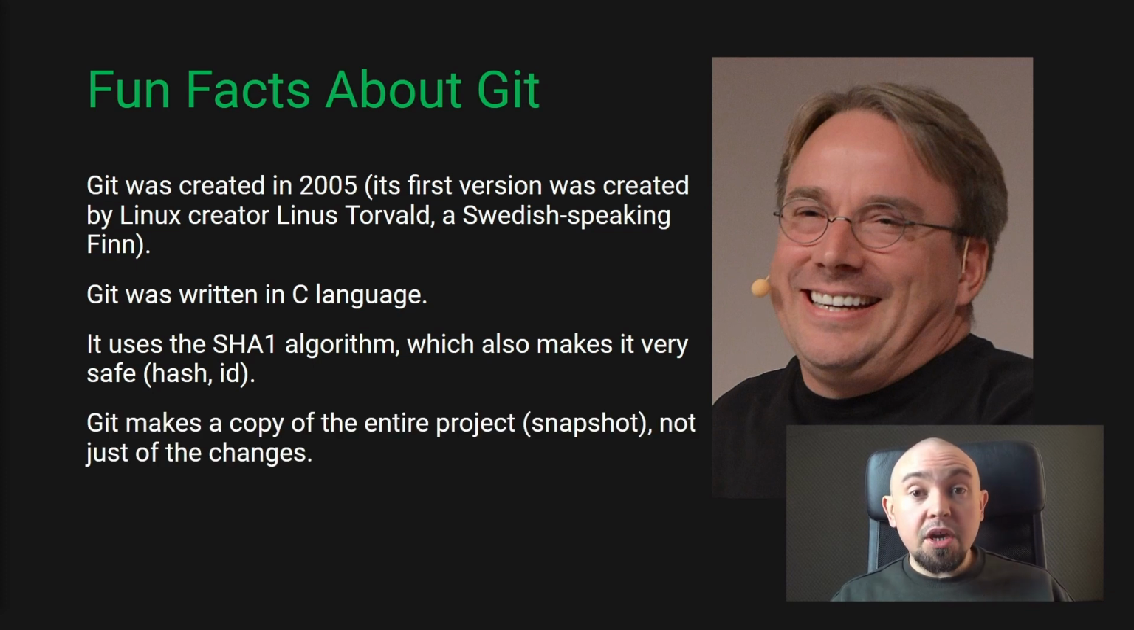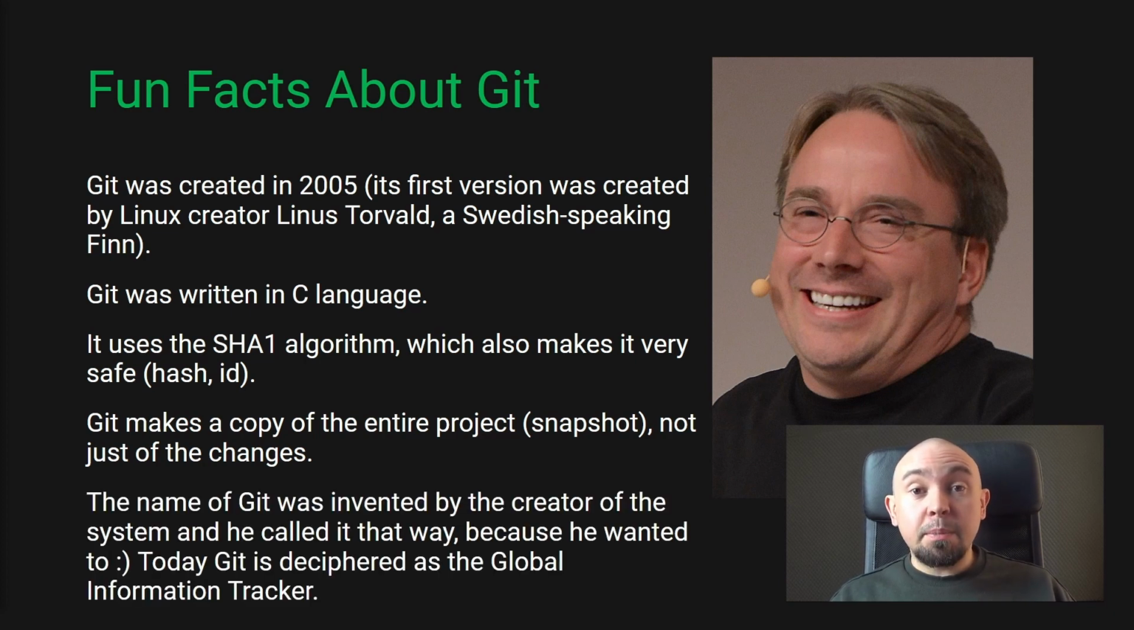Git makes the copy of the entire project, not only the changes. Many version control systems do not store unmodified files in subsequent phases. They keep only the changes, files that have been changed. But Git stores everything. The name of Git was invented by the creator of the system, and he called it that way because he wanted to. Today Git is deciphered as the global information tracker.